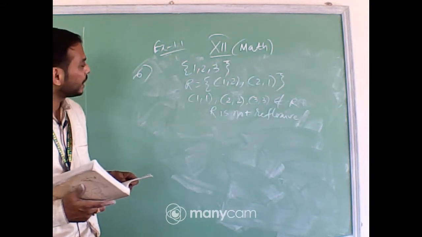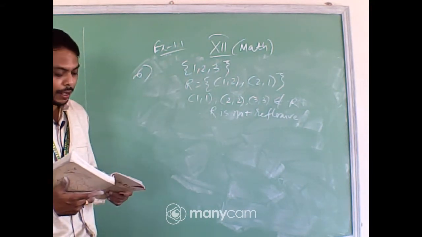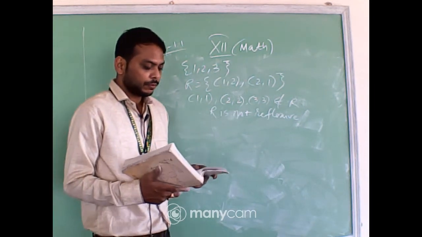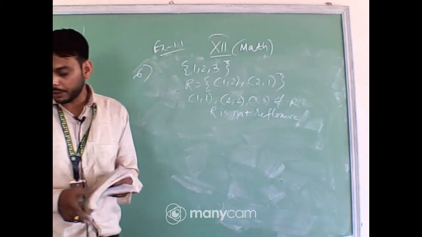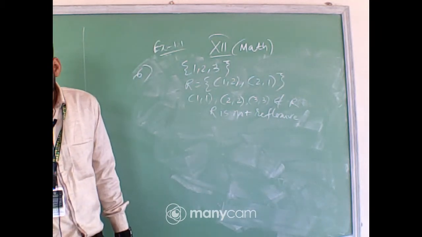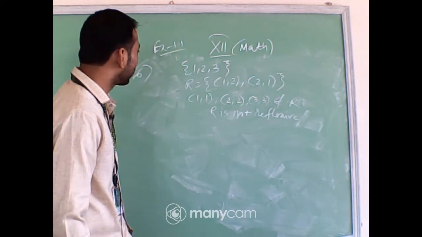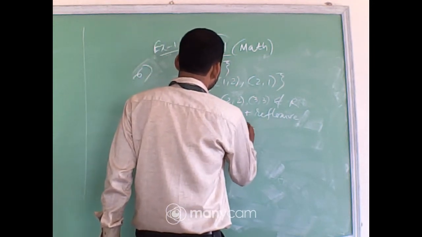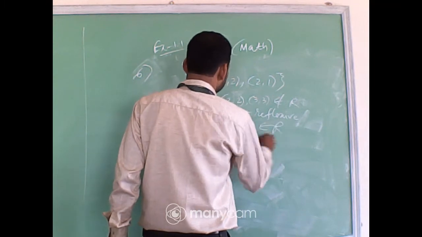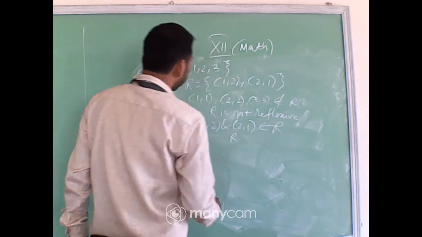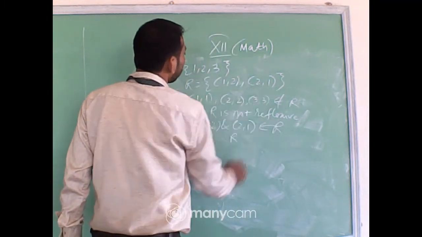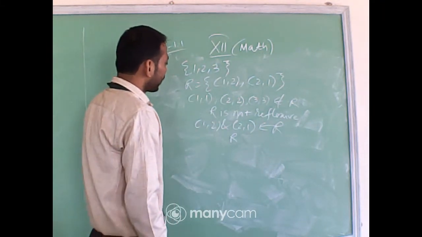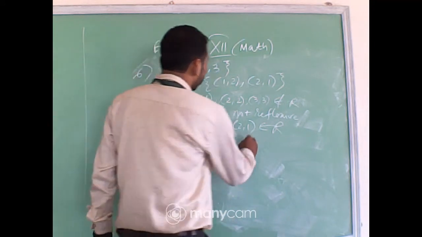Now you can see from the definition of R here, (1, 2) and (2, 1). So (1, 2) belongs to R and (2, 1) belongs to R. That's why it is symmetric, isn't it? Since (1, 2) and (2, 1) belong to R, whenever (a, b) belongs to R, (b, a) belongs to R. That is the definition of symmetric. So R is symmetric.